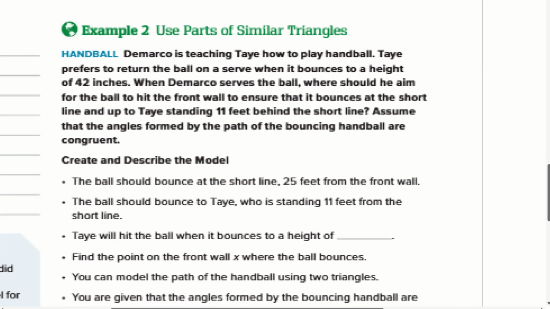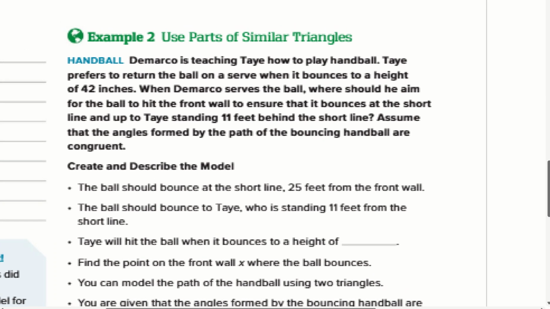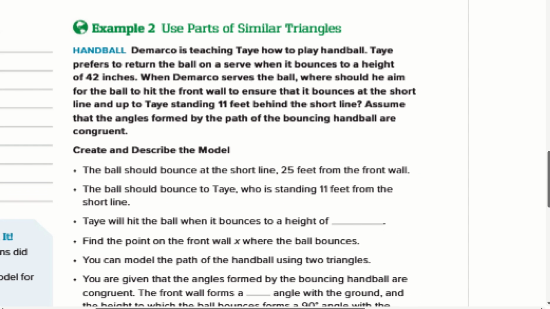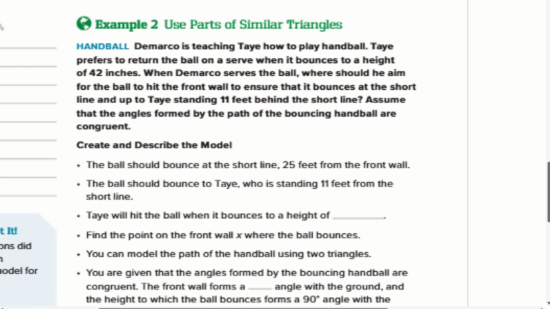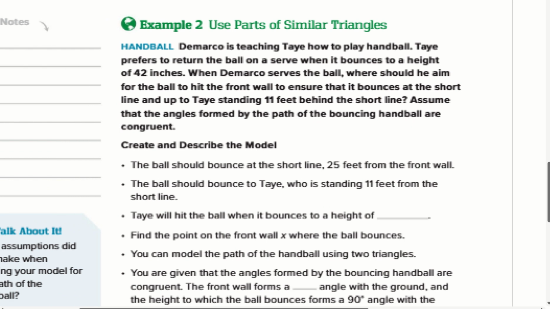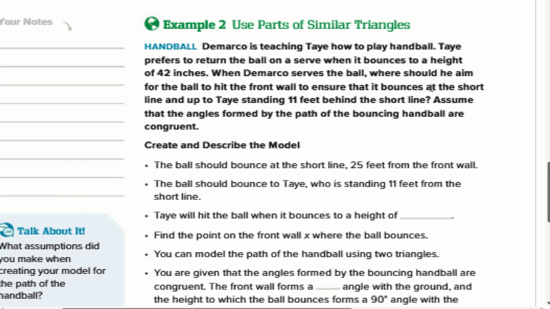Really short lesson today. So, use parts of similar triangles. DeMarco is teaching Tay how to play handball. Tay prefers to return the ball on a serve when it bounces to a height of 42 inches. When DeMarco serves the ball, where should he aim for the ball to hit the front wall to ensure that it bounces at the short line and up to Tay standing 11 feet behind the short line? Assume that the angles formed by the path of the bouncing handball are congruent.